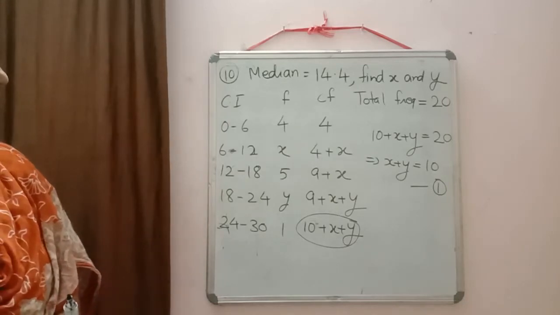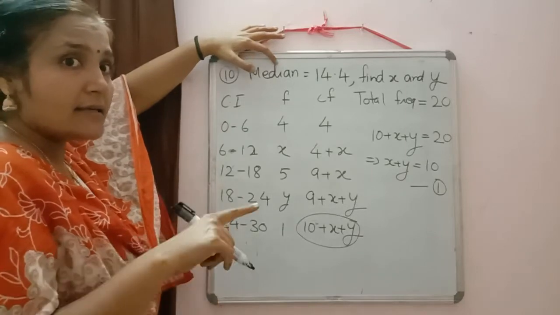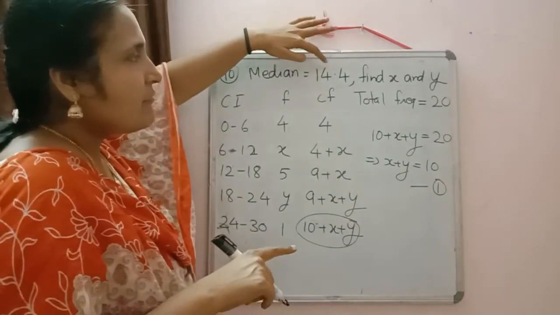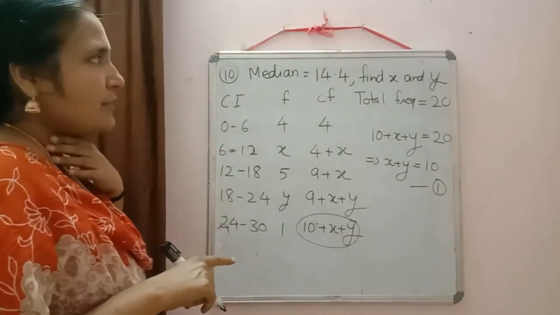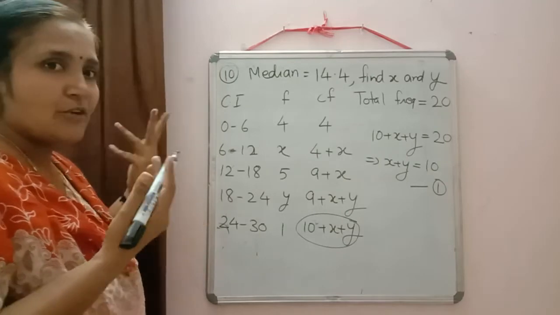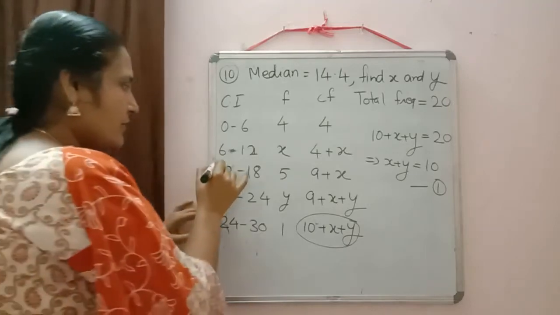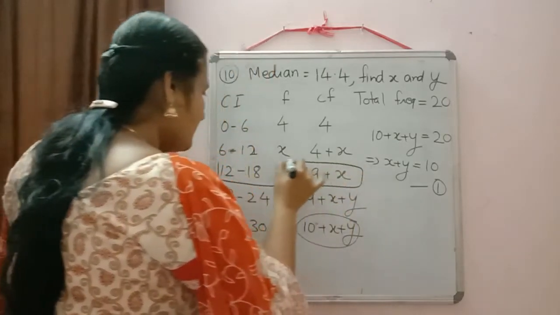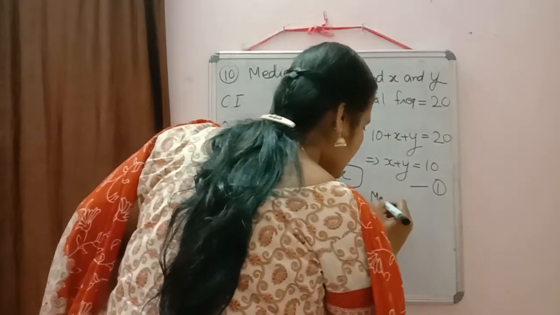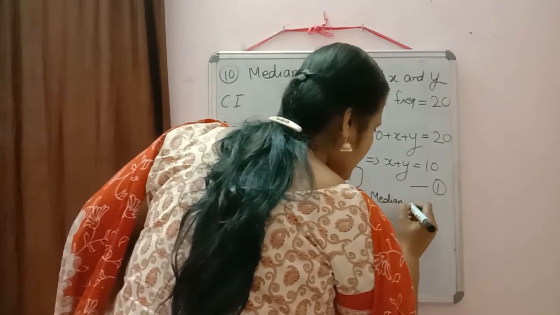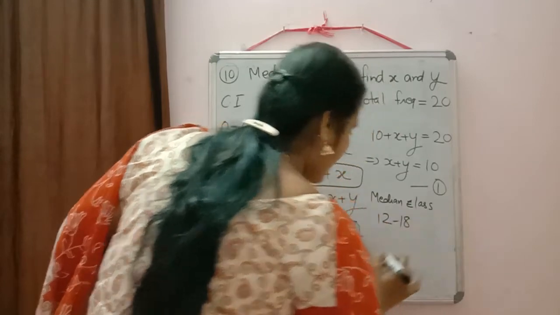Now median is given. So by this information, can we calculate what will be the median class? What is our median? 14.4. So out of this class interval, 14.4 lies between which two numbers? Yes, between 12 and 18. So our median class will be equal to 12 to 18. So here we will write median class is equal to 12 to 18.